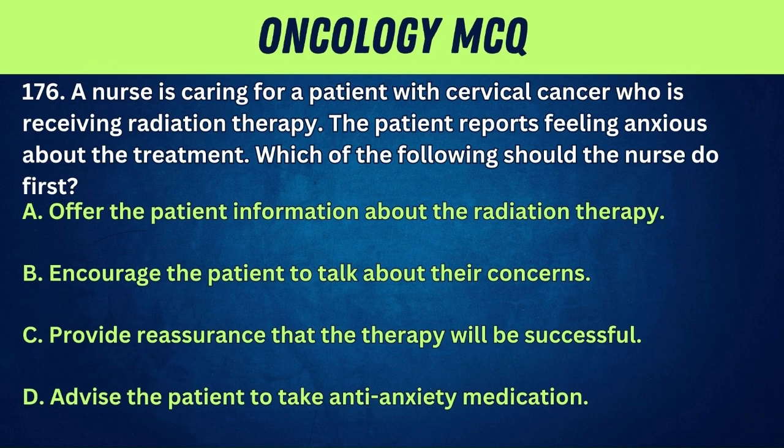The patient reports feeling anxious about the treatment. Which of the following should the nurse do first? A. Offer the patient information about the radiation therapy. B. Encourage the patient to talk about their concerns. C. Provide reassurance that the therapy will be successful. D. Advise the patient to take anti-anxiety medication.